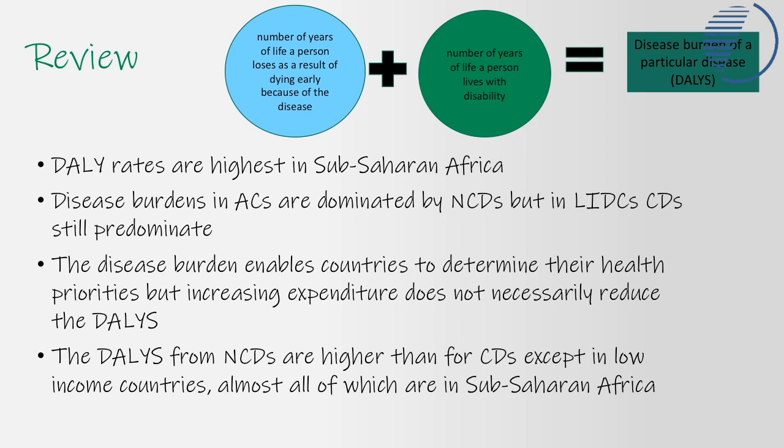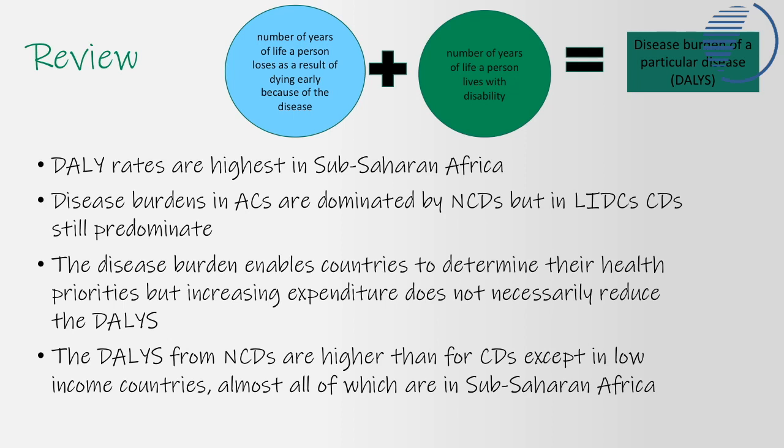Let's review what we've learnt. A DALY is a way of measuring premature death and disability from a disease, to give you an idea of which diseases are the most significant in a population. DALYs have the very highest rates in sub-Saharan Africa. In advanced countries, our disease burden is dominated by non-communicable diseases. In the UK, that's heart disease, the cardiovascular disease.